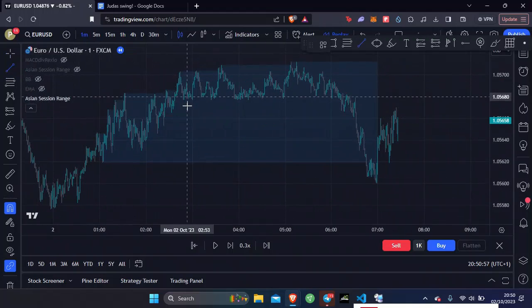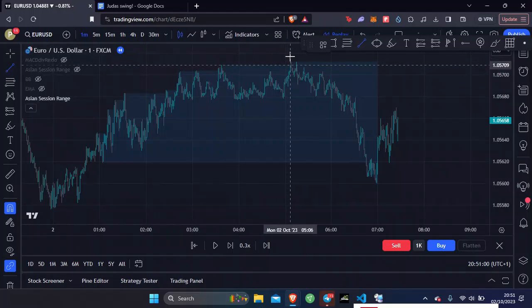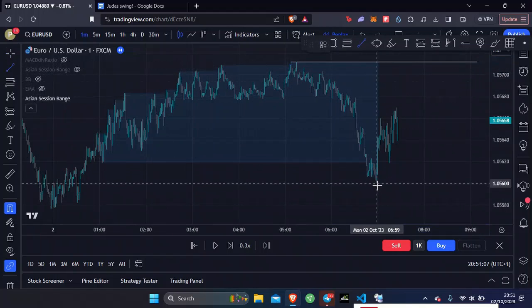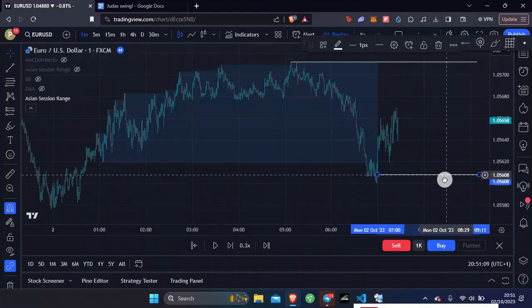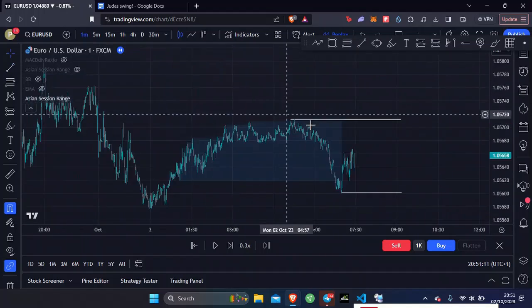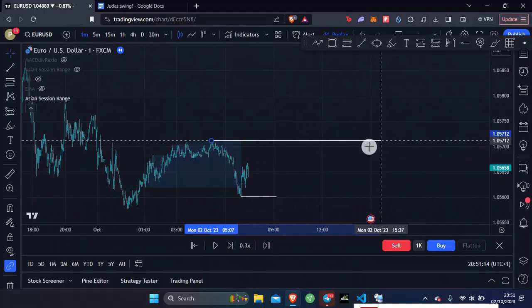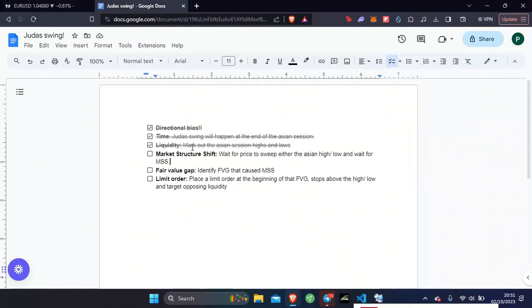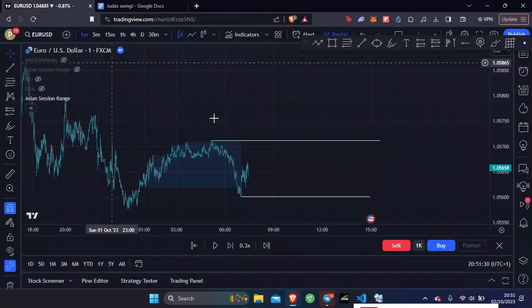Just for the sake of ease, we're going to mark out the Asia highs right here. And we're also going to mark out the Asia lows right here. That's not where it should be, it should be here. Perfect. Okay, so Asia highs, Asia lows, marked out. Now all we're doing is waiting for price to sweep either the Asia high or the low, and we're going to wait for a market structure shift.